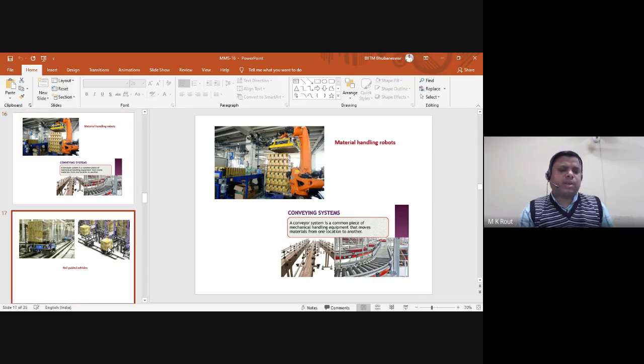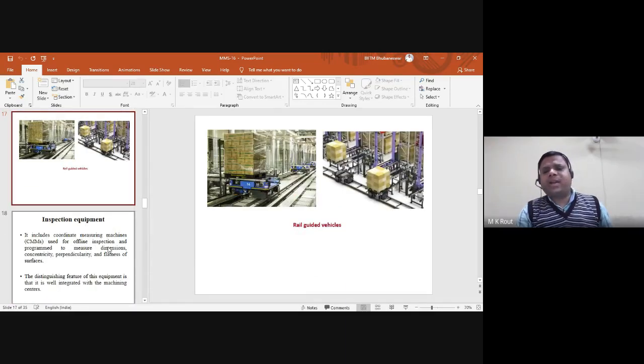The next part is known as rail guided vehicles. These are vastly used in FMCG companies for transportation of raw material from one workstation to other workstation, and these are also vastly used in warehouse facilities, where they can segment different parts and directly store them in different racks.